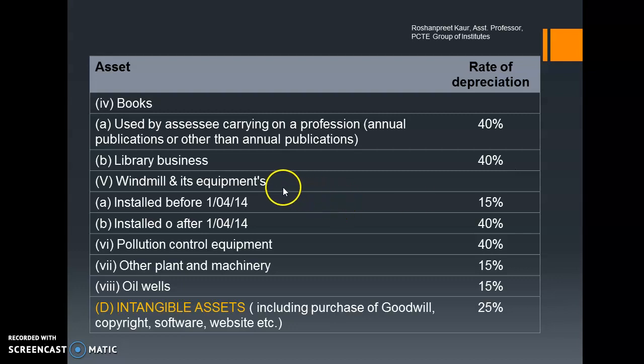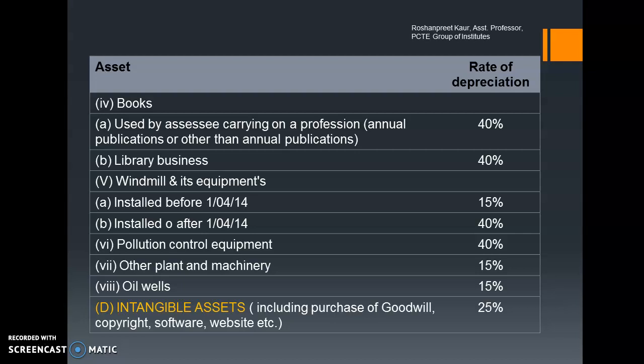Then there is another category of windmills and their equipment. It has two cases. One, if the windmill is installed before 1st April 2014, then its rate of depreciation is 14%. And if it is installed after 1st April 2014, then its rate is 40%. Then there is pollution control equipment, upon which the rate of depreciation is 40%. If there is any other plant and machinery other than these which have been discussed, then its rate is 15%. And if you have any oil wells, on them the rate of depreciation is 15%.